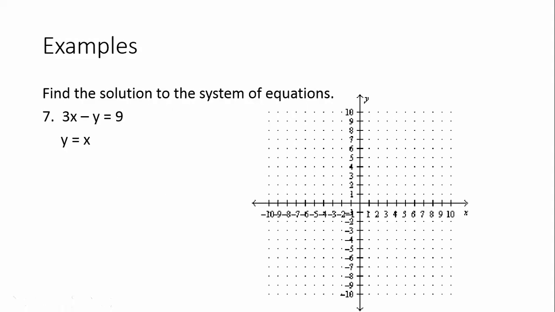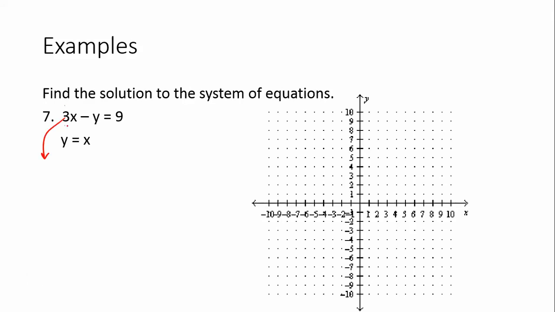For our last example, I have 3x minus y equals 9 and y equals x. Now the first equation is in standard form and we do know how to graph using intercepts. However, you could run into the problem where if the line doesn't intersect at the intercepts and you didn't draw a real straight line, you might not have the correct answer. So I am going to go ahead and rewrite that first equation and put it in slope-intercept form.